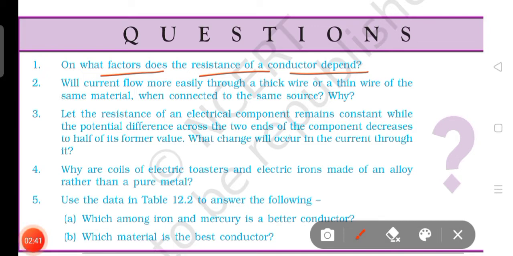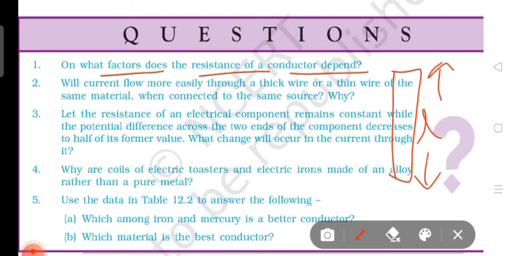So this one I've told you just now, that the resistance of a conductor depends on its length. Okay, length, then area of cross section, and on the nature of the material, whether it is a nichrome wire or a copper wire. We have done the experiment. According to that, it was an easy question. Now we'll move on to the second question.